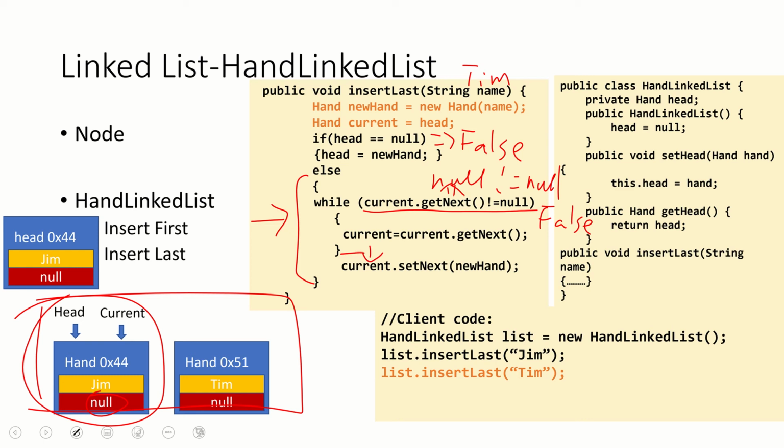Next statement, we set our current dot set next to the new hand. What's the current now? The current is this one, James' hand. So set next means this null will be changed to Tim's hand, because the new hand is Tim's, right?